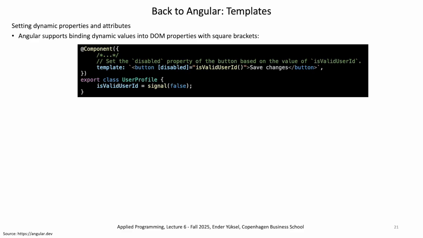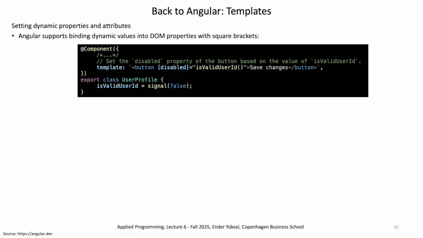Now let us look at what is new here. The line starting with template. This line defines the component's UI, which contains a button with a specific type of binding. Here we see disabled inside square brackets. This is property binding, or one-way data binding. It means the value inside the quotes will be assigned to the HTML element's disabled property.